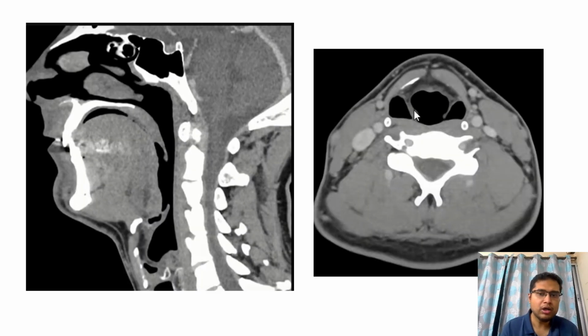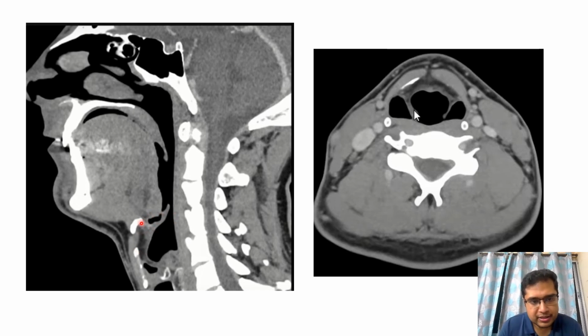Now coming to some important anatomical structures on a CT scan of the neck. This is the sagittal section and this is the axial section of the neck, and on this sagittal image we can see the epiglottis extending from the posterior aspect of the thyroid cartilage to the base of the tongue. This particular cartilage is the epiglottis, and we can see this glossoepiglottic fold and we can see the space which is called the vallecula.